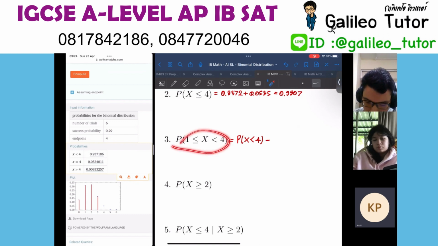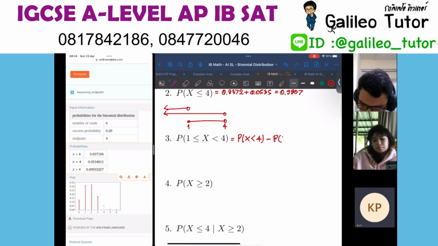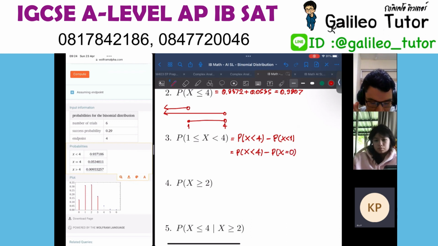Minus which one? Oh, it's going to be the bigger one minus the probability of x less than 1, right? So the probability of x less than 4 and less than 1 is going to be P of x less than 4 minus the probability of x less than 1, which is going to be 0. Because the least one is 0. So it turns out to be 0.937. But isn't it equal to 1? Less than 1. Less than or equal to though?